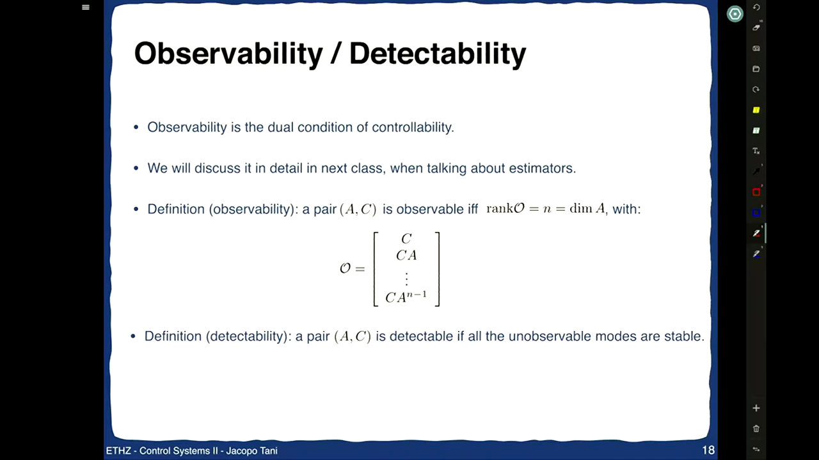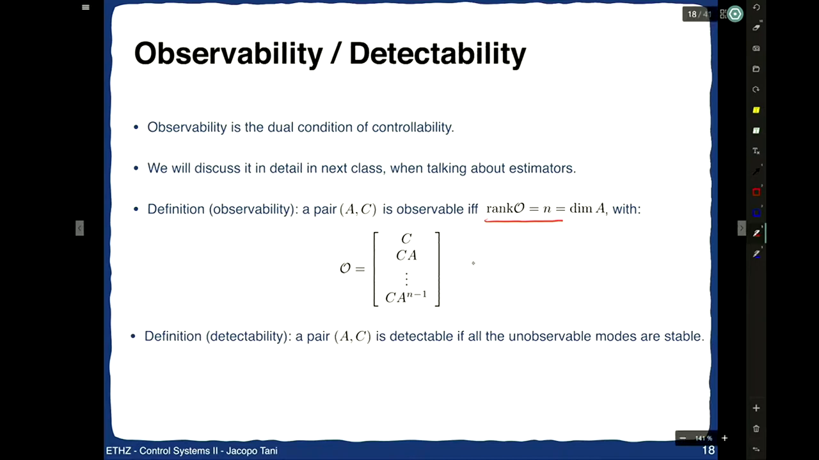Does anybody know what observability is, detectability is? Did you ever see it before? Some. Okay. Well, we'll talk about it better next class. But for now, just keep in mind that it's pretty much the same thing as controllability, only it's the dual problem. It doesn't really tell you what's the effect of the input on the state, but it tells you the effect of the state on the output, so to speak. But what matters is that you can test if a system is observable by looking at the rank of an observability matrix in the same way as we did with reachability last class. And the observability matrix has this form.